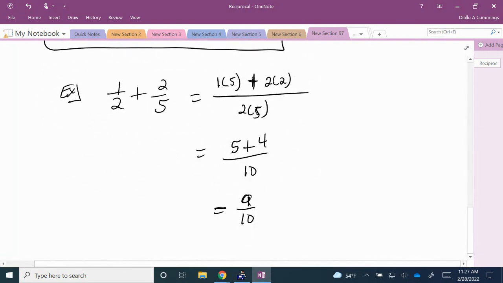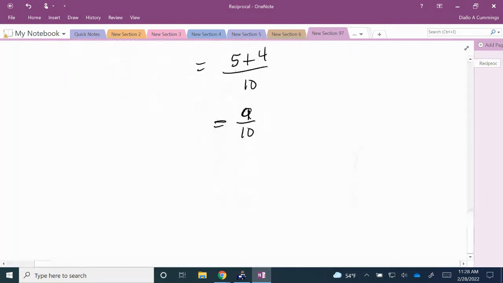Now one thing about this formula: notice for my denominators, I have a 2 in the denominator and a 5 in the denominator. There are no common factors, right? The only factors of 2 are just 1 and 2. The only factors of 5 are just 1 and 5. So when there are no factors in common, we don't have to reduce.